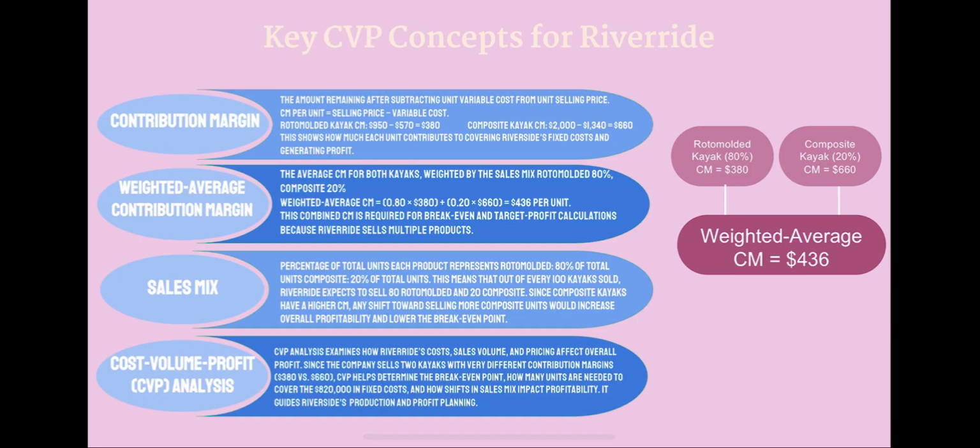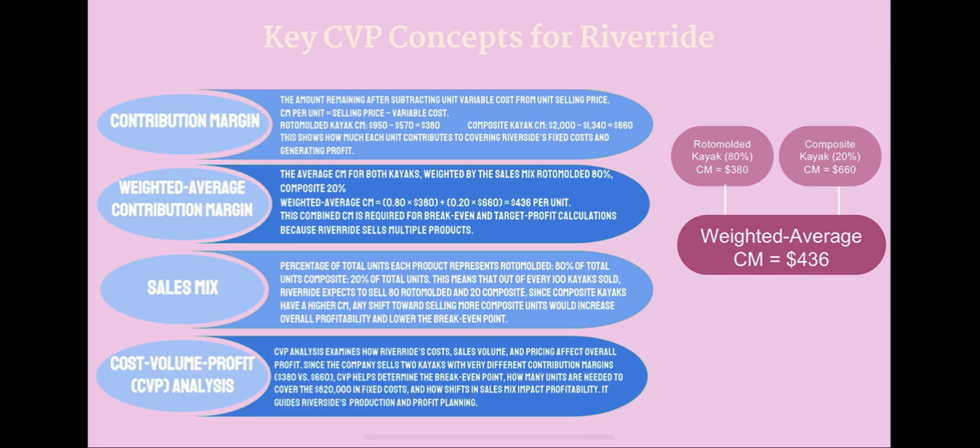For composite kayaks, we take $660 multiplied by 0.20, which equals $132. When we add these together, we get a weighted average contribution margin of $436 per unit. I also included an Excel screenshot that displays the formulas used so that the calculation is transparent.